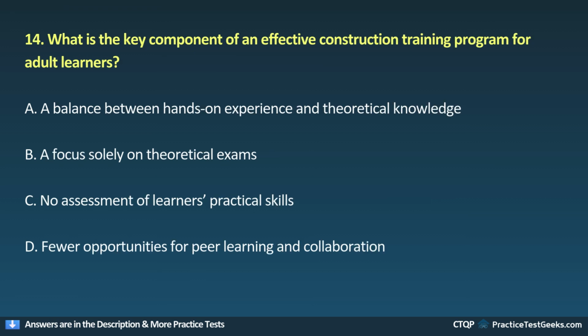14. What is the key component of an effective construction training program for adult learners? A. A balance between hands-on experience and theoretical knowledge. B. A focus solely on theoretical exams. C. No assessment of learners' practical skills. D. Fewer opportunities for peer learning and collaboration.